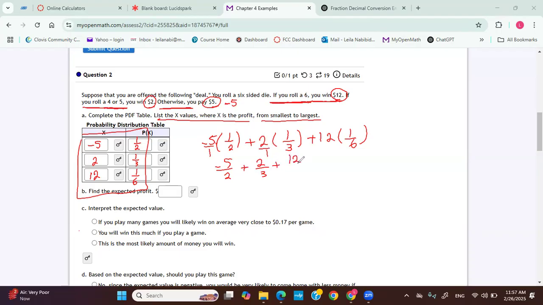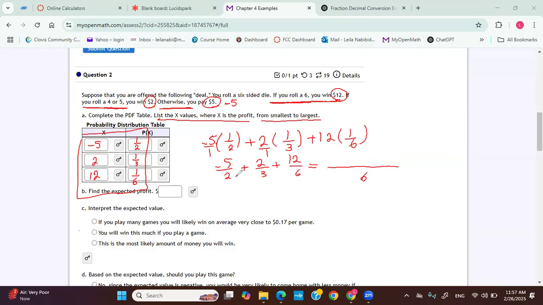Plus 12 over 6. When we add or subtract fractions, we always need the common denominator. The common denominator is a denominator that's divisible by all of the denominators. Since I have a 2 and a 3 and a 6, the common denominator can be 6.